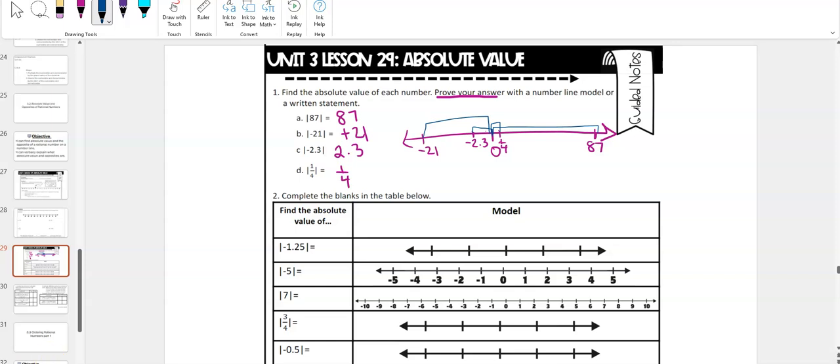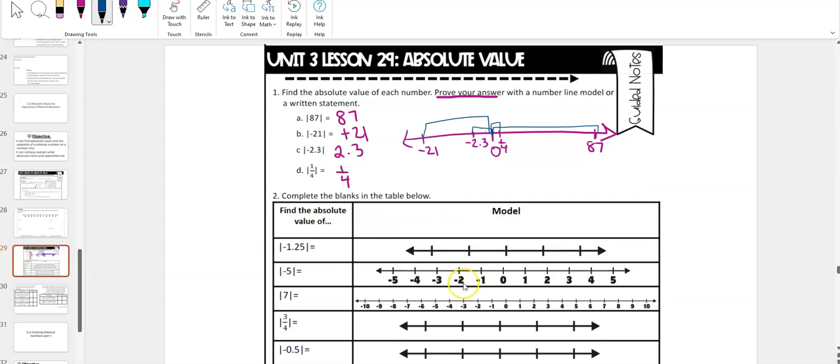All right, so you could have drawn 4 individual number lines. I kind of tried to sketch out just one, but my proof that the absolute value of 87 is 87 is because it is 87 hops away from 0 on a number line. It is 1/4 away from 0 on a number line. And if I was writing this out, I would say the absolute value of negative 2.3 is positive 2.3 because it is 2.3 units away from 0 on a number line.